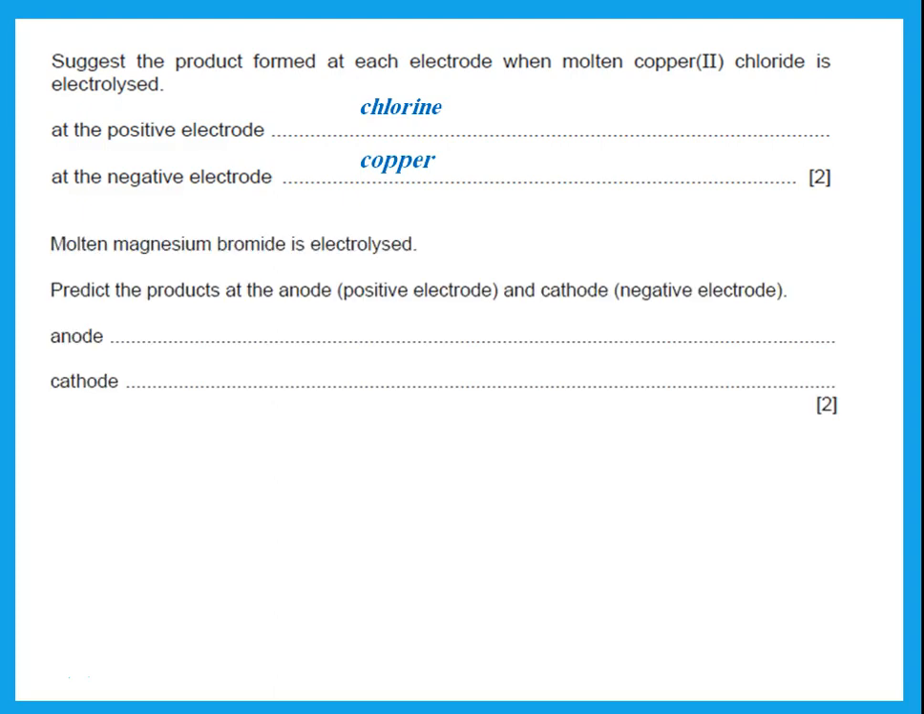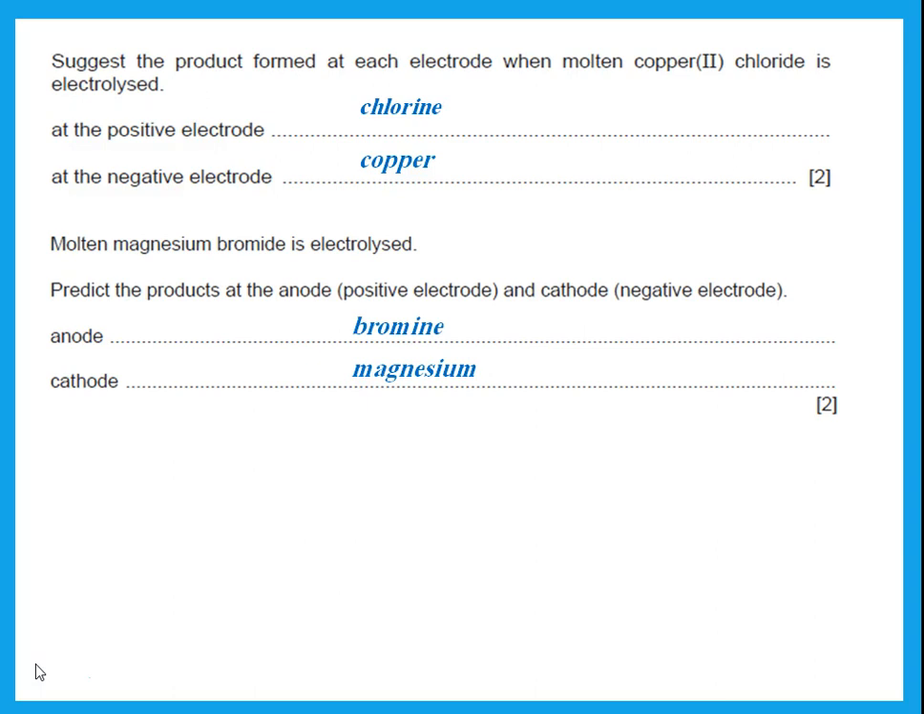Molten magnesium bromide is electrolyzed. Predict the products at the anode and the cathode. Again, I have molten, so I have only these ions, magnesium and bromide. The magnesium is positive and the bromide is negative. So which one goes to the anode? The anode is the positive, so the negative ions will go to it. Bromide ions will go to the positive electrode and form bromine. Now, which one goes to the negative electrode? The magnesium, which is the positive ion, will go and form magnesium metal.